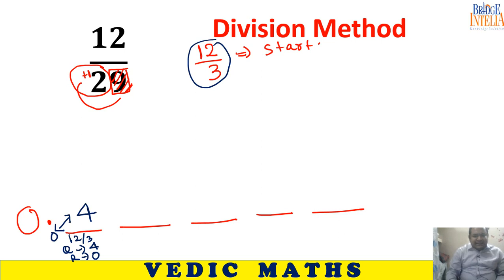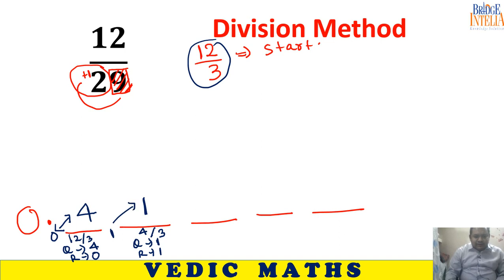Time to fill the next blank. So using 0 and 4, 0 4 looks like 4. So what happens when you divide 4 by 3? What is the quotient? What is the remainder? Only one time complete division will take place. 3 ones are 3. So quotient is 1. Write 1 here. Remainder is also 1. So write 1 here.